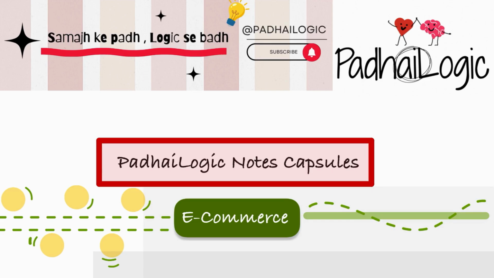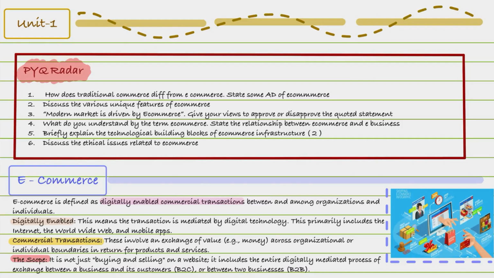Let's look at the major questions that keep showing up year after year in your exams. When we analyze the past year question papers for Unit 1, everything boils down to these 6 core conceptual pillars. Take a look at these. So first is, how does traditional commerce differ from e-commerce? Okay, and along with this we need to state the critical pros and cons of having e-commerce.